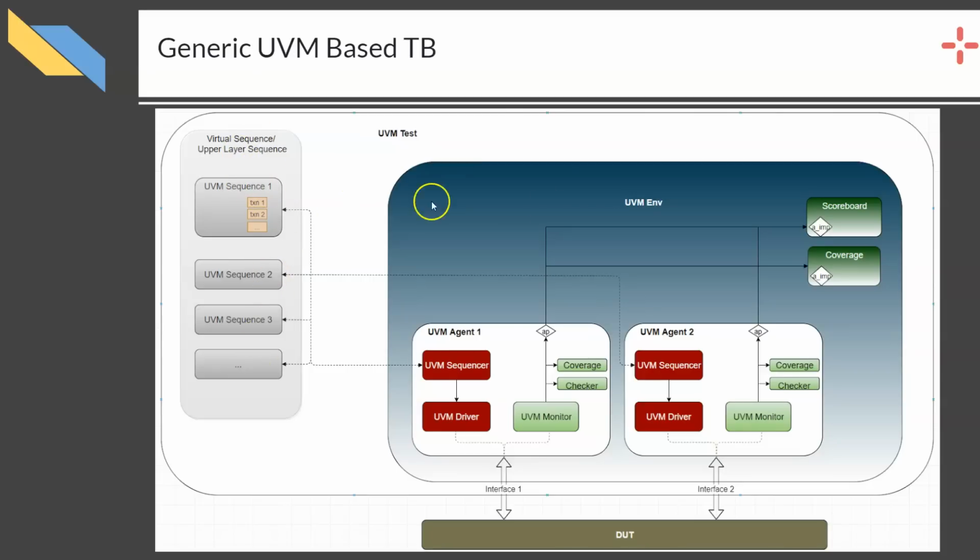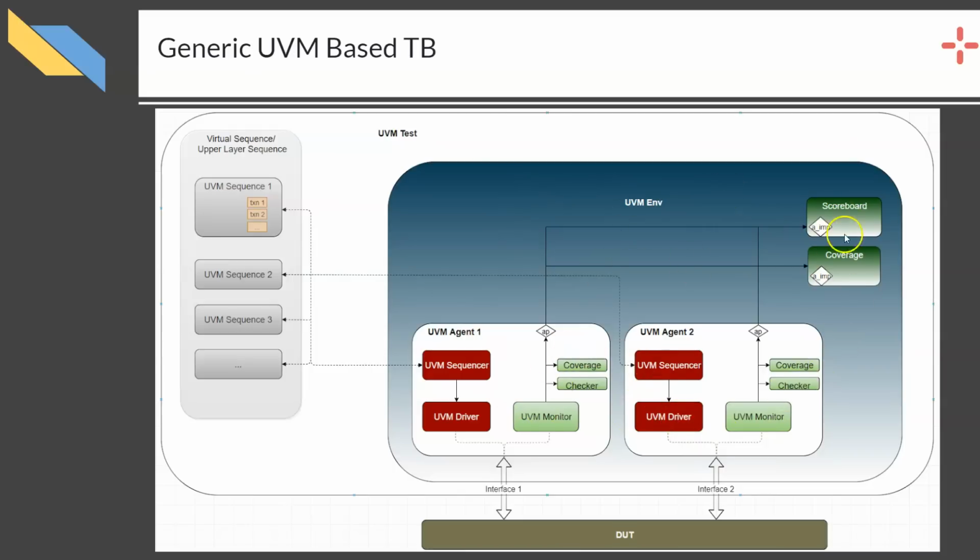And coming to the environment part, it will consist of a UVM env or your own env, which will be extended from the UVM env. And every env will consist of multiple UVM agents. Again, a single agent will consist of a UVM sequencer, a UVM driver, and a UVM monitor. Additionally, there could be a checker and coverage component that is present within the UVM agent. It is optional. There could be multiple UVM agents present in the same environment.